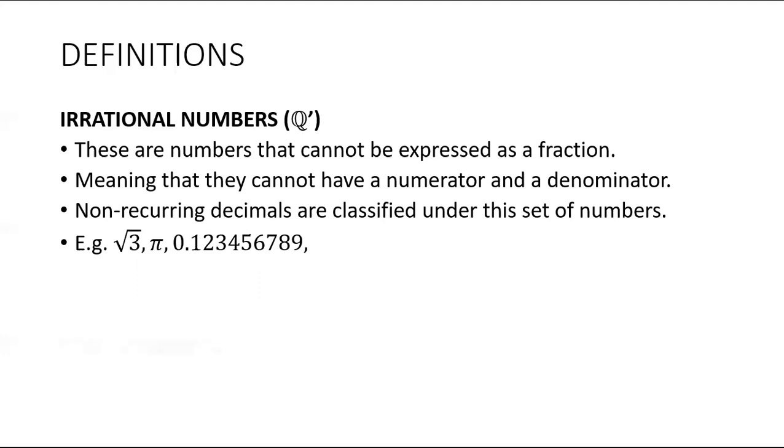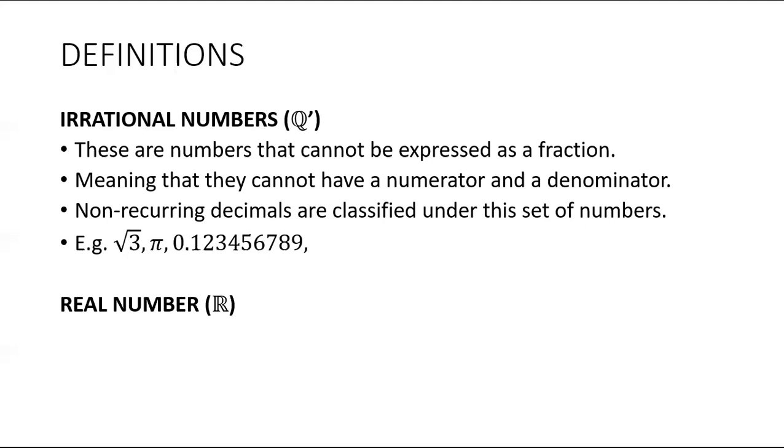And then we've got 0.123456789. You'll realize that the decimals are different. They're not repeating themselves. Therefore, that will fall under irrational numbers. These are numbers that have infinite decimals, and those decimals may not be repeating. All right, they may not be recurring.